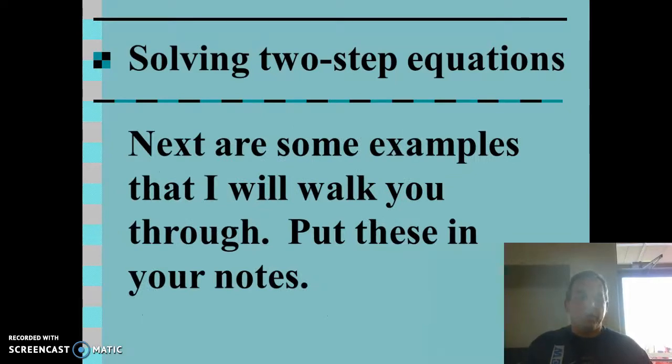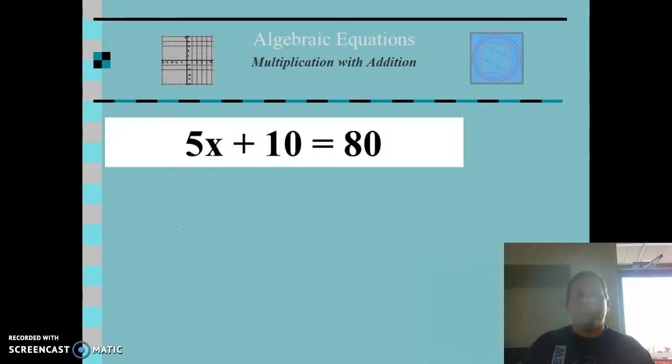So I'm going to walk you through a few examples. Make sure you write these in your journal, please. 5 times an unknown number plus 10 equals 80. So the first thing we're going to do is put the line down the equals, so we have a very clear left and right. Then we're going to figure out what we have to get rid of to get the x by itself. We need to get rid of the 5, and we need to get rid of the positive 10 here.